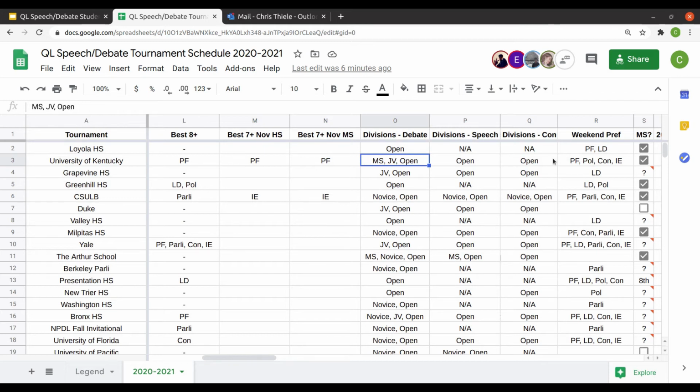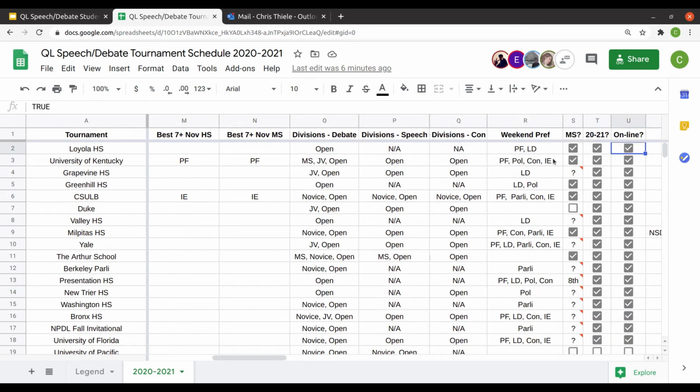And so for what events you do, debate, speech, Congress, it tells you what the divisions were that were listed on Tab Room. Then the weekend preference. So this is if you sign up for a tournament that weekend or a tournament that weekend in an event, and say there are two tournaments both offering PF one weekend, which one am I going to push you into? So if, for example, let's say Florida is the same weekend as UOP, you are going to be doing, let's scroll down.